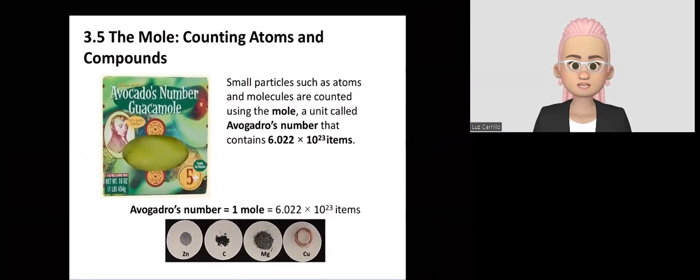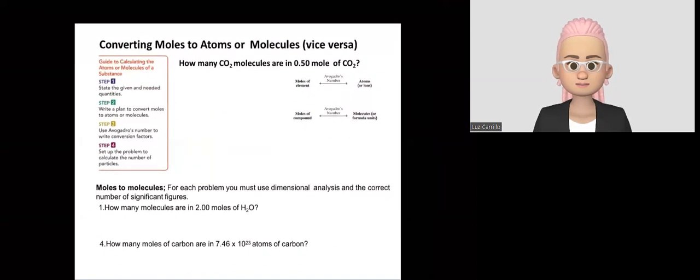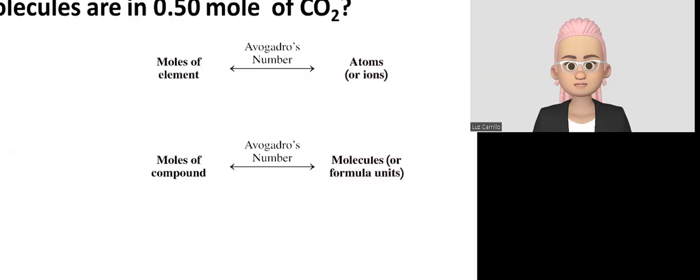The first thing that we're going to do is understand how we can utilize Avogadro's number to count atoms. So the first conversion that we're going to learn in this concept is, if we are given moles, and it could be moles of an element or moles of a compound, how can we obtain atoms or molecules respectively?